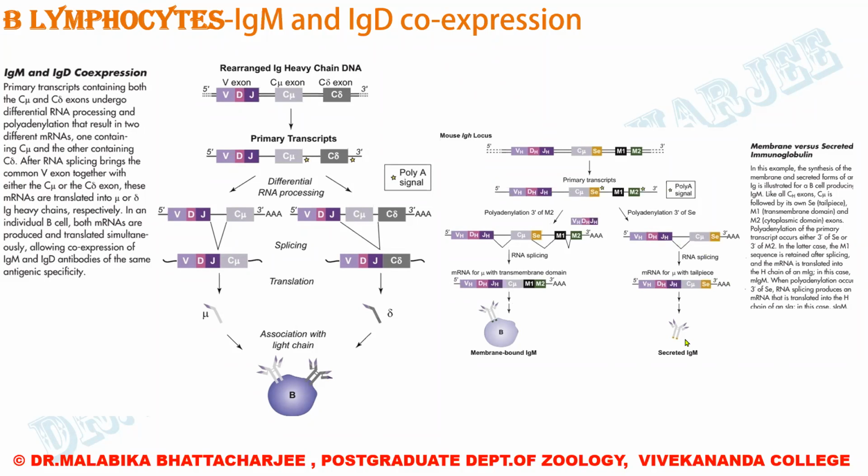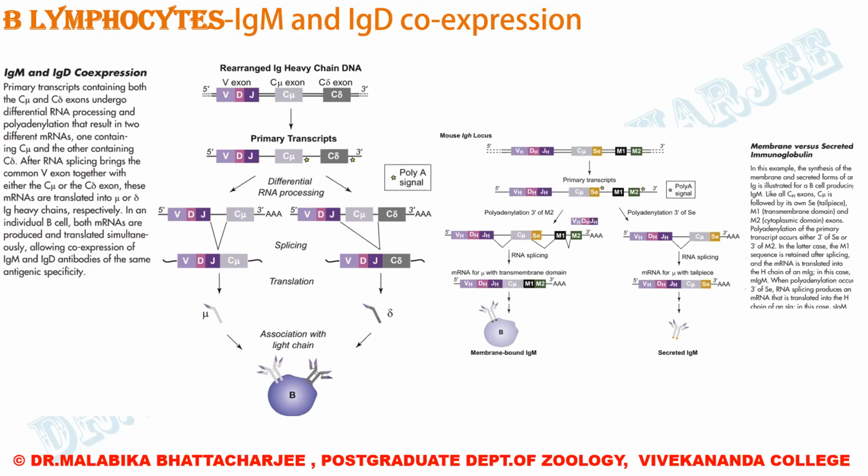Sorry, tail piece is present both in IgA and IgM. That was my mistake. So we have a secretory IgM molecule with a tail piece. It's the same thing, just an alternative splicing occurring in the IgH locus. This is an example that has been shown with the mouse immunoglobulin heavy chain locus.